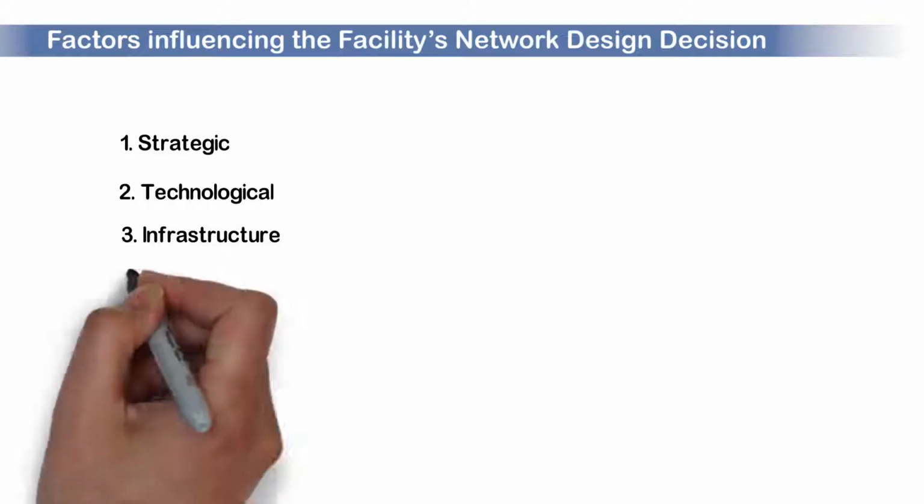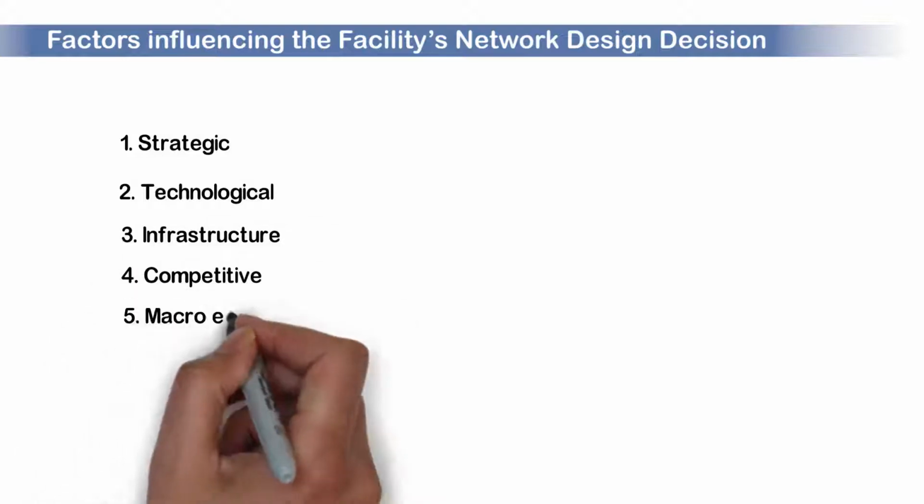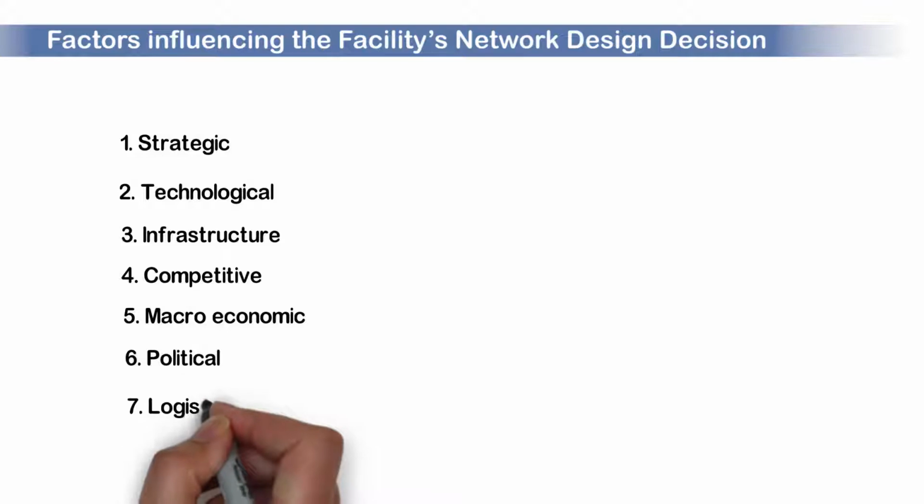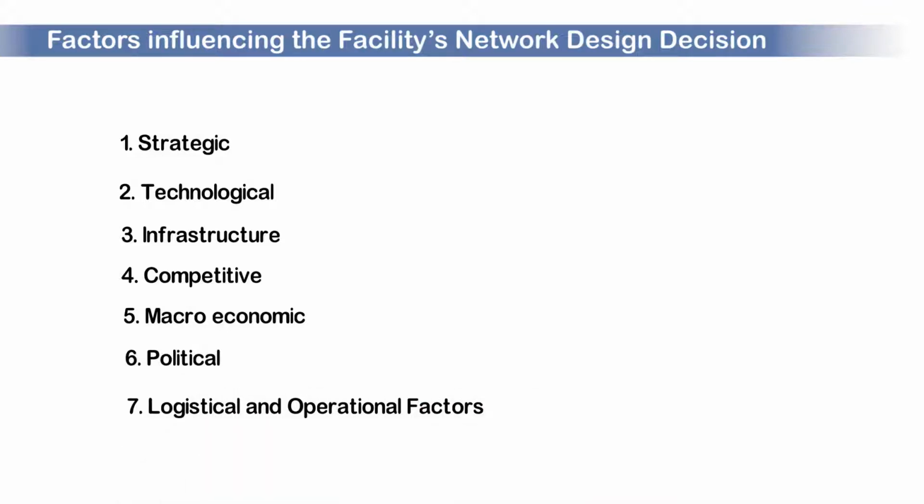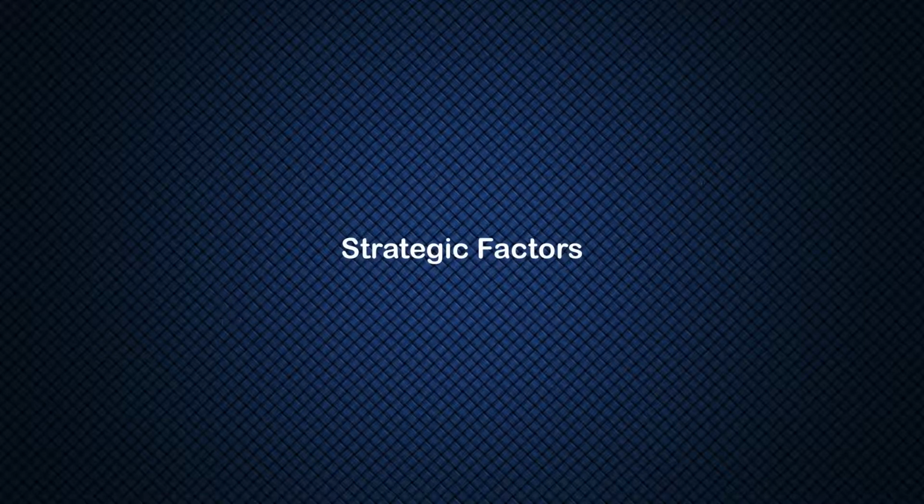Strategic, technological, infrastructural, competitive, macroeconomic, political, logistical, and operational factors influence the network design decision of the facilities in the supply chain. Now let us discuss each factor independently. Let us start with the strategic factors.